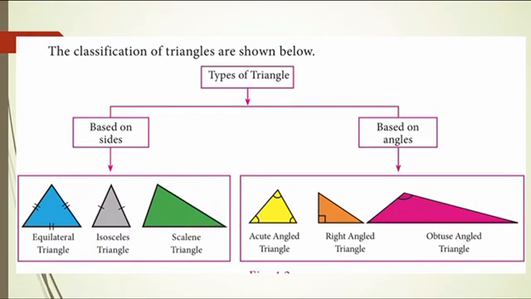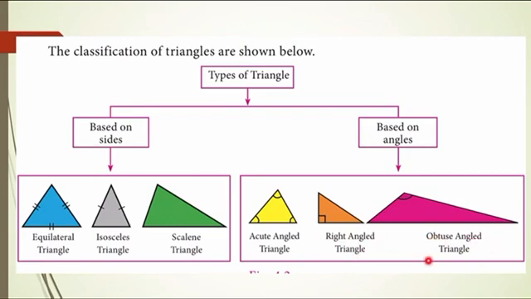Okay, now based on angles, acute angle triangle. Acute angle means the angle which is less than 90 degree. So, if all the 3 angles are less than 90 degree, we call it an acute angle triangle. Right angle triangle. Right angle is 90 degree. So, if one of the angles is 90 degree, then it is known as the right angle triangle.